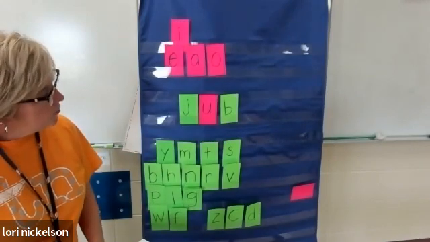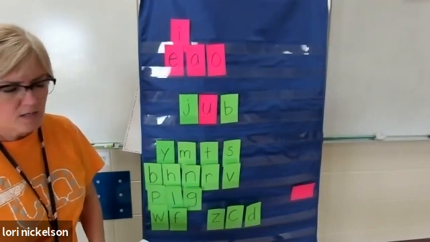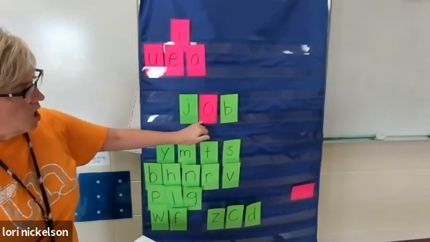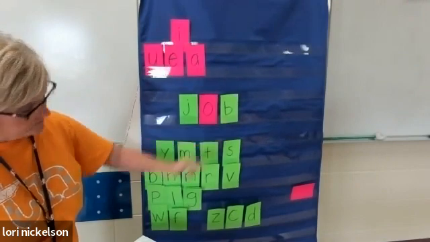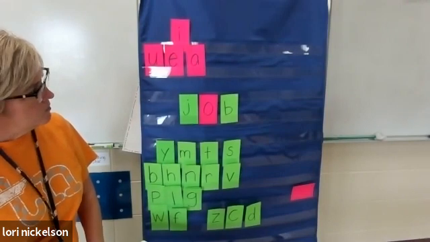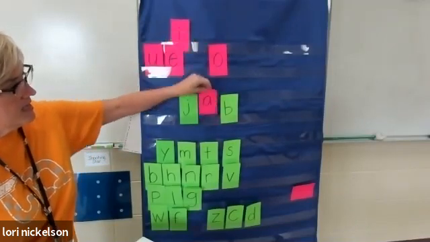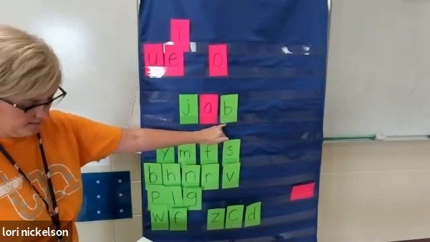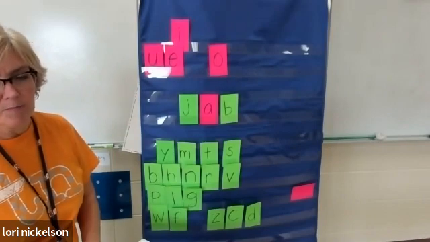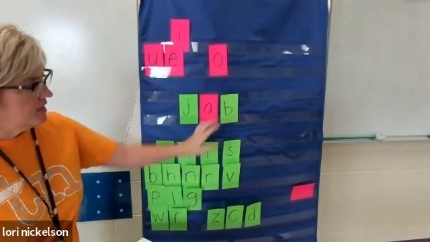Good. What if I want to make the word job? What letter would I replace? The U. I would replace the U with an O. Job. Good. From job, I want to make the word jab. Jab. What letter do I replace? The O with the letter A. And now I have the word jab. Jab. Well, let's make the word jam. What letter would I replace? Jab, jam. The end. Good.